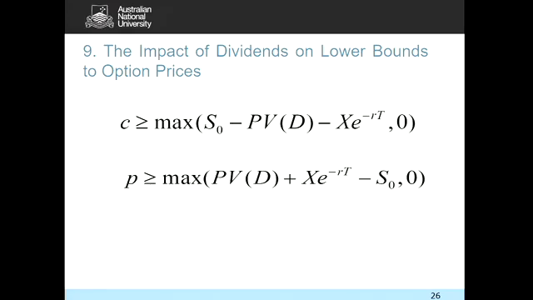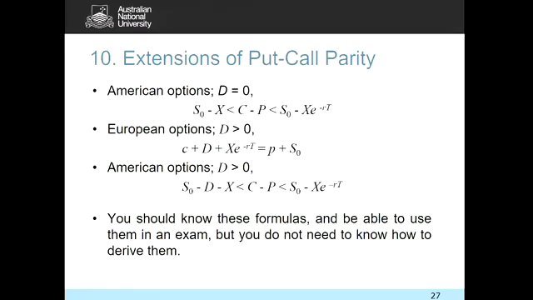Okay, these are lower bounds. What's the impact of dividends? Simply, all you do is take the present value of the dividend and, if you like, subtract it from the spot price. Which is what we have for the call option, so present value of D. In the formula below, you can either add on the present value of the D on the left-hand side or subtract it over there. It'll end up giving you the same thing, because you're going to reduce the spot price. And then extensions of put call parity.